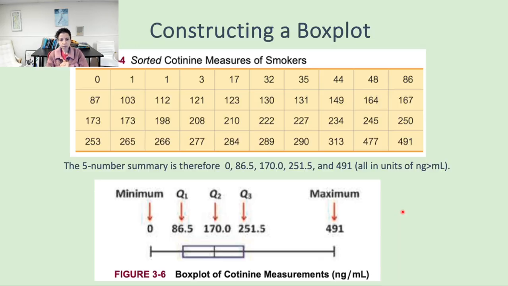Okay. So if we go back and construct the box plot for our 5-number summary of the codidine measures, what we have is the minimum is 0, maximum is 491, the first quartile is 86.5, the third quartile is 251.5, the second quartile or 50th percentile or median is 170. Okay, and that is our box plot.